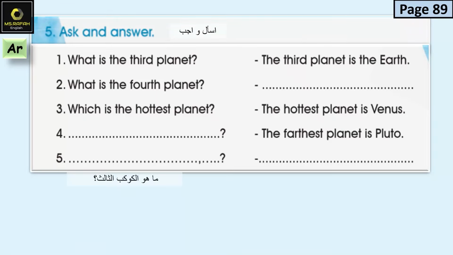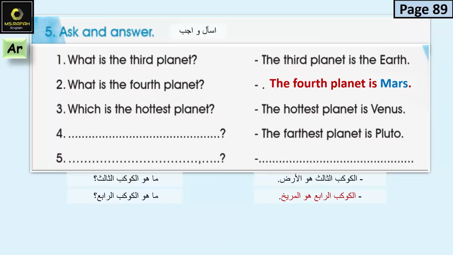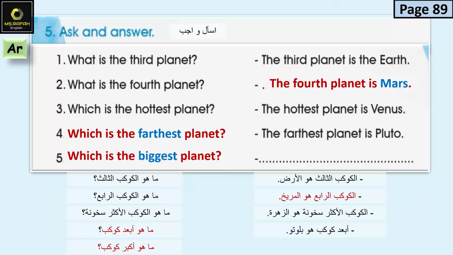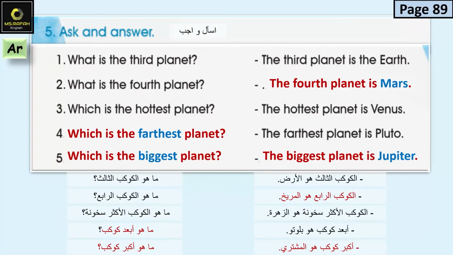What's the third planet? The third planet is the Earth. What's the fourth planet? The fourth planet is Mars. Which is the hottest planet? The hottest planet is Venus. Which is the farthest planet? The farthest planet is Pluto. Which is the biggest planet? The biggest planet is Jupiter.